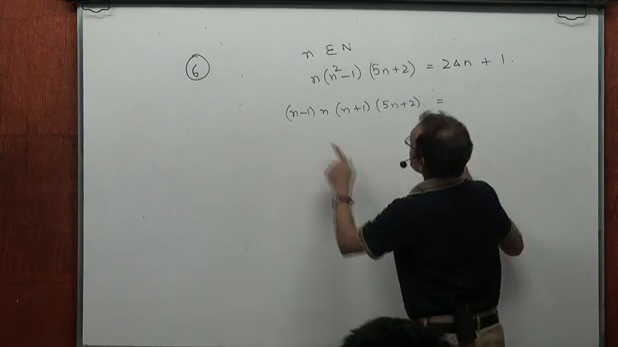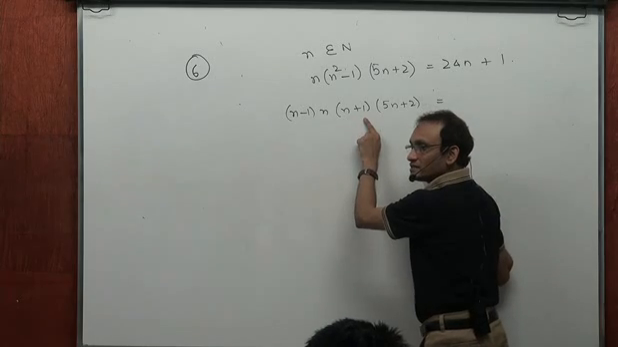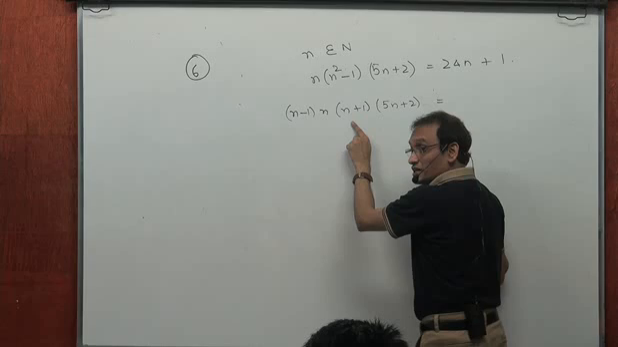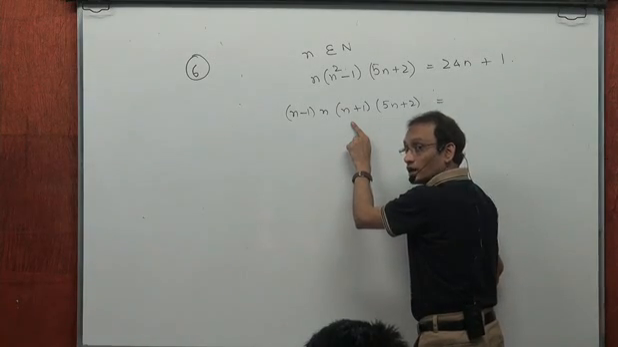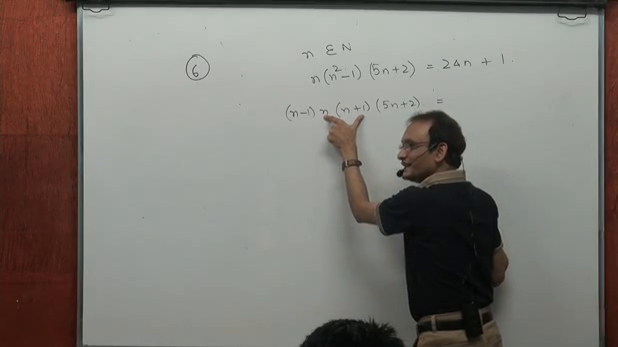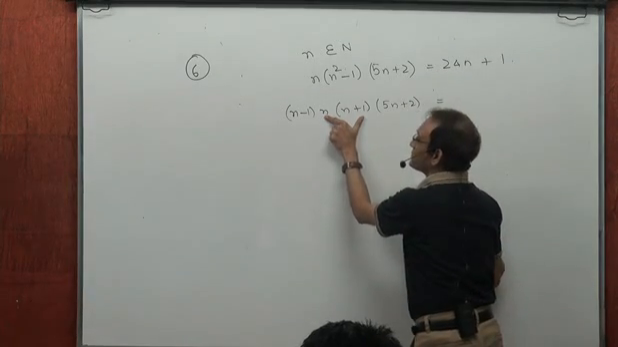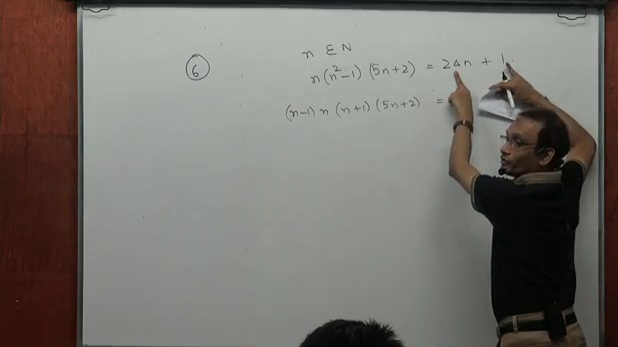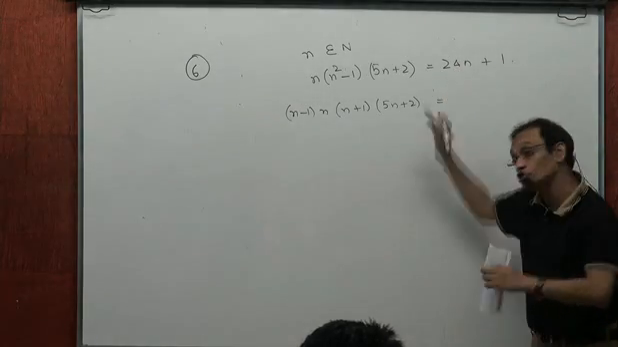Yes, see, these are 3 consecutive numbers. So, the product of 3 consecutive numbers must be an even number. Every time you take any 2 consecutive numbers, one of them must be even, right? So, the left hand side is even, but the right hand side is odd. So, this is not possible.